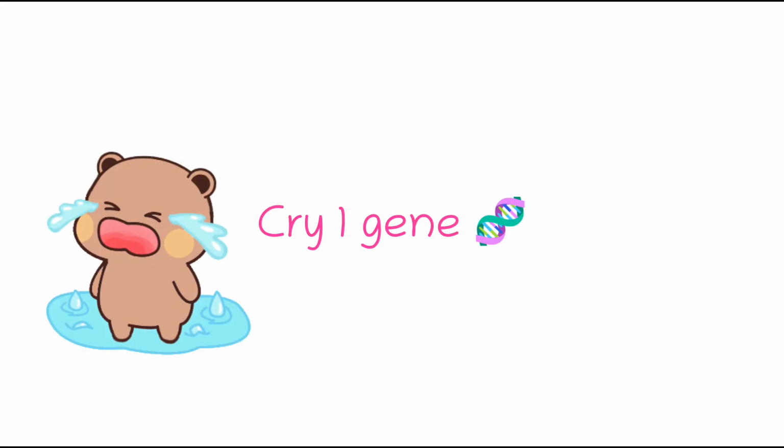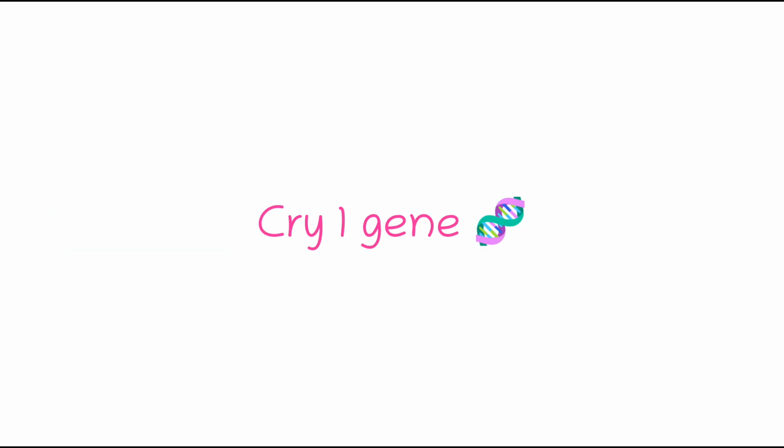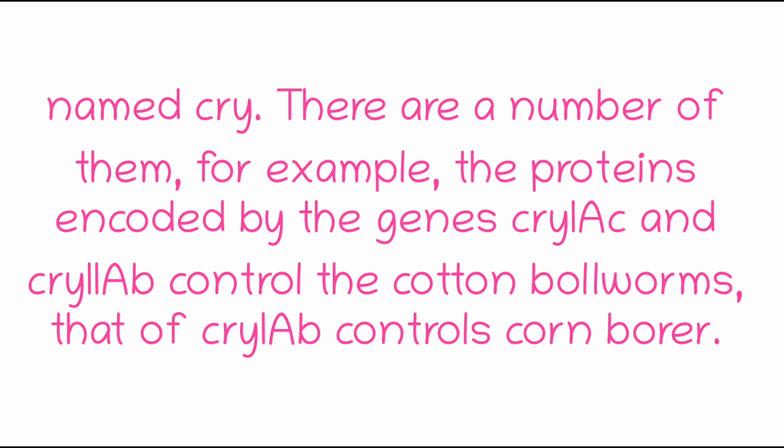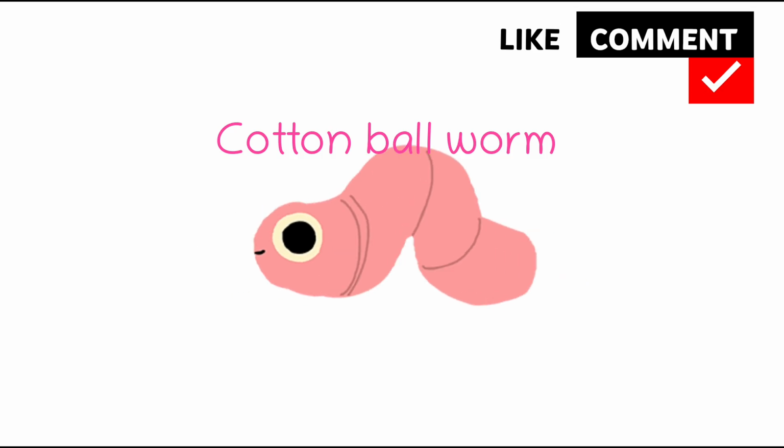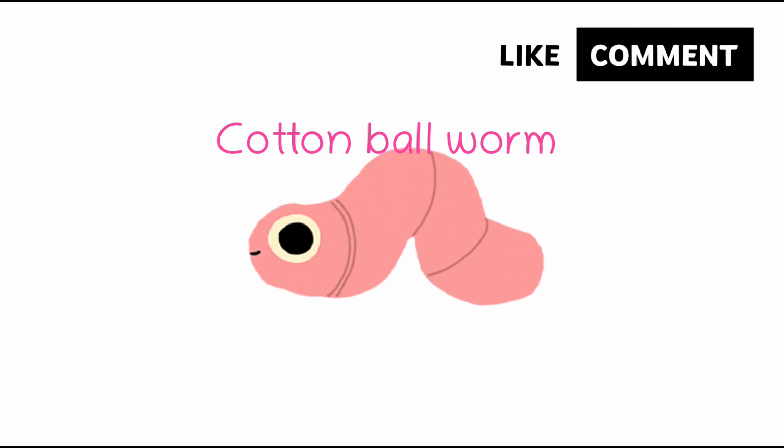So the choice of the gene depends upon the crop and the targeted pest. As most Bt toxins are insect group specific, the toxin is coded by a gene named cry. So there are a number of them. For example, proteins encoded by the genes cryIAc and cry2Ab control the cotton bollworms. Then cryIAb controls the corn borer.